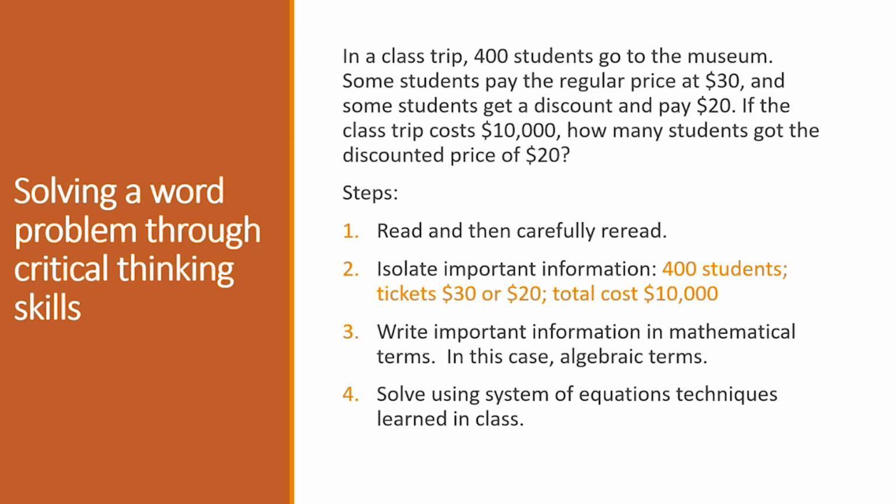We know there's a total of 400 students. We know tickets cost $30 or $20. And we know that in total, $10,000 was paid. So we can write this in mathematical terms, which would be algebraic terms in this case. So I'm sorry, my handwriting is messy no matter what, and on this little tablet I'm writing on, it's even worse.